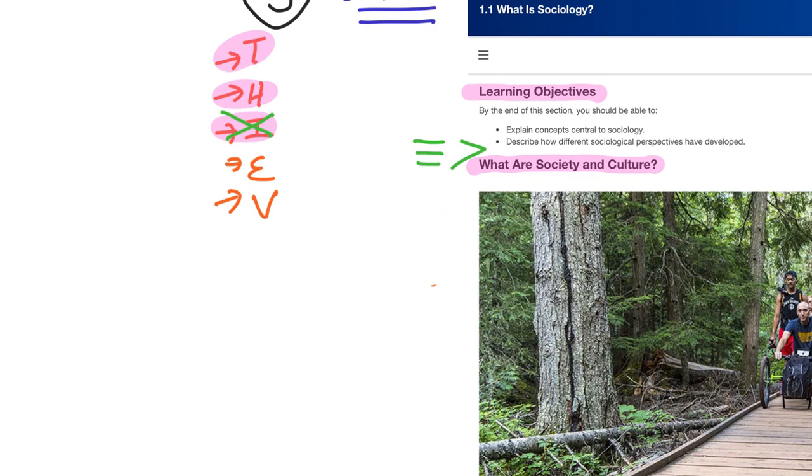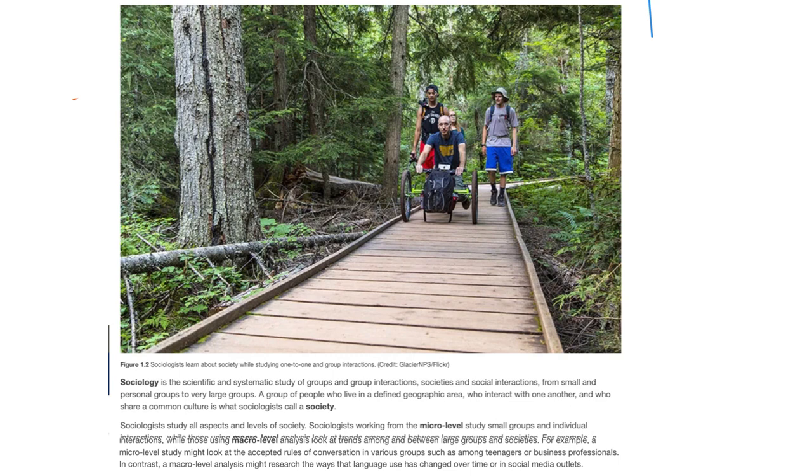V, visuals. Let me check out the visuals. Here is a picture. What am I supposed to learn from this picture or remember? Well, let's see. It says sociologists learn about society while studying interactions. I try to make sense of this. There are 4 people together. They are members of a society. How do they relate to each other? They might relate to each other one-on-one, or they might relate as a group, and sociology would help us understand how.